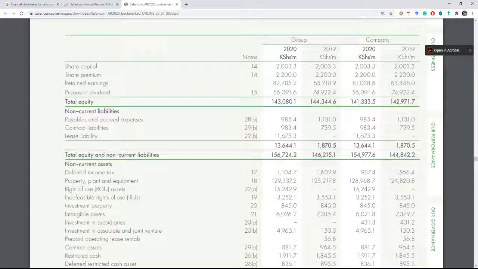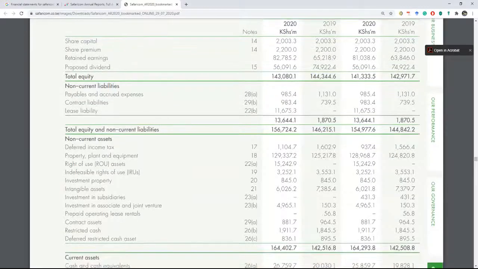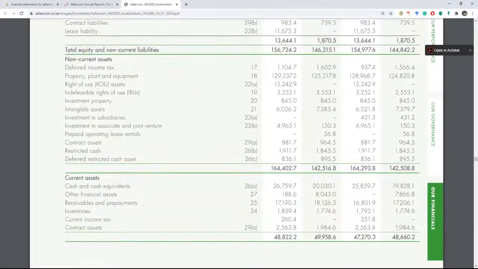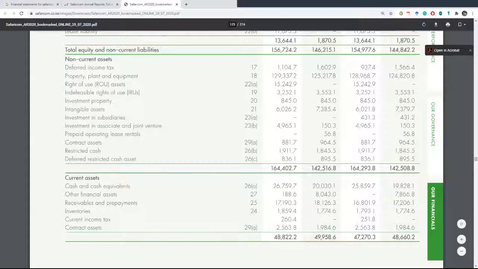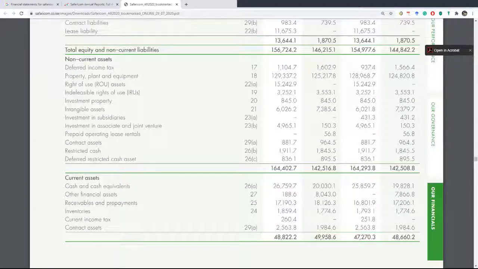Yeah. Now let's go through the current assets. You can see the company's current assets for the year 2020 were 48.8 billion. That's the company's total current assets. And in case you want to check, the receivables for the company are 17.1 billion. You can see all that.